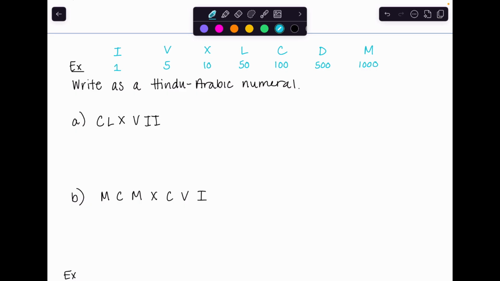So if I look in order, we've got C, then we've got L, X, V, I. So thankfully, these are all decreasing. So I don't need to do anything special here, okay? So going through each of these, the C is going to be 100. Then the L is 50. Next up is X, which is 10.